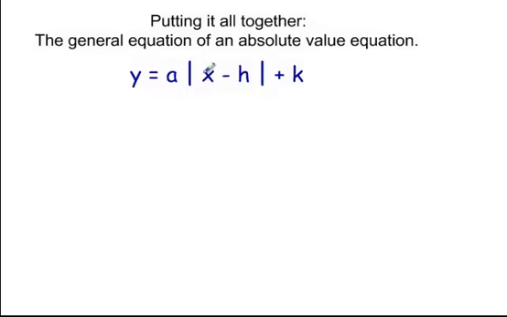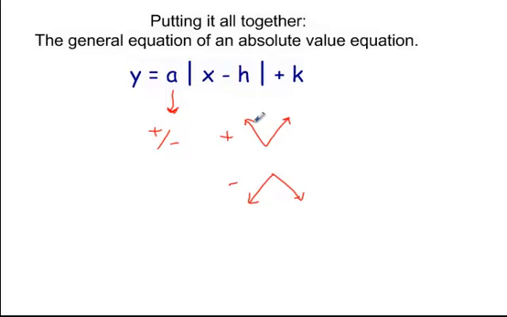So first, let's talk about this A value. It has a couple of things that you need to consider. Is it positive or is it negative? If it is positive, then it means that this thing is going to point up, it's going to open up. If it's negative, that means that it's going to flip and it's going to open down. So that's one thing that the A value does. You have to look out for that plus or negative.